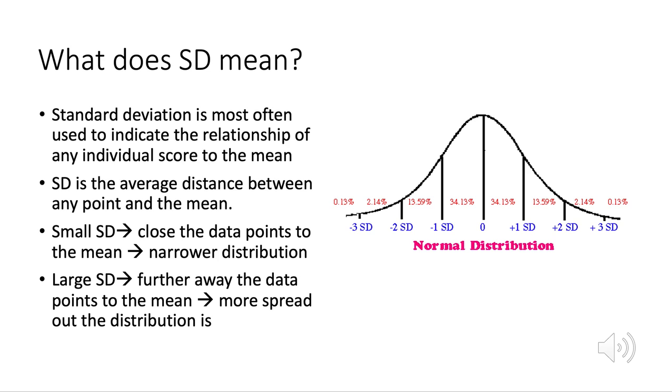So what does standard deviation or SD mean? Well, you will see a standard deviation or SD most often when researchers describe the dataset. Standard deviation is the average distance between any point and the mean. The smaller the standard deviation, the closer the data points are to the mean, and thus the narrower the distribution is. The larger the standard deviation, the further away the data points are from the mean, and the distribution becomes more spread out.